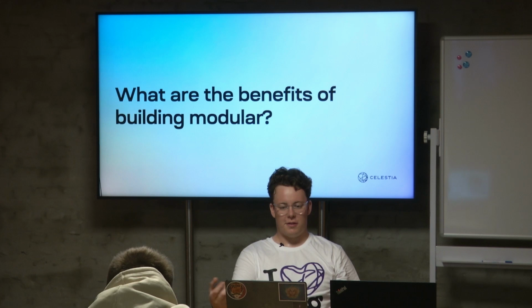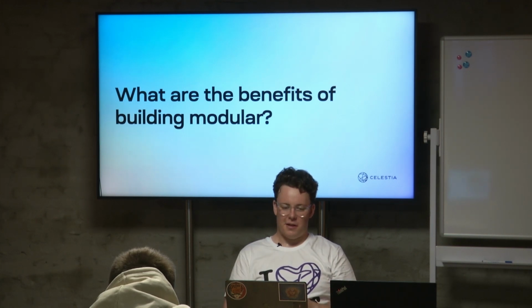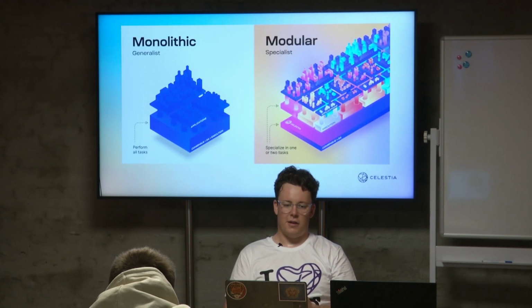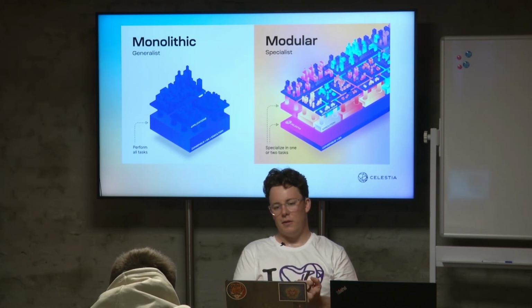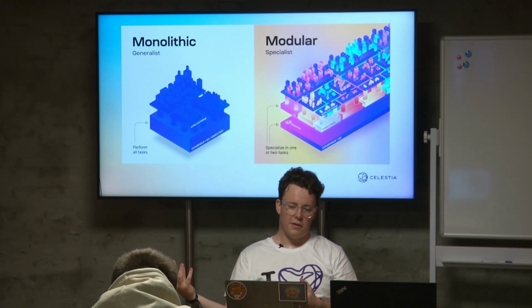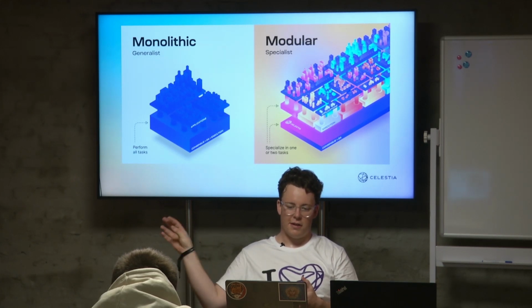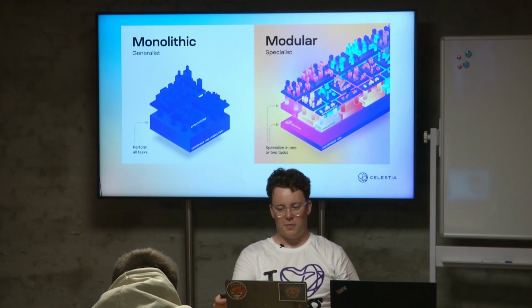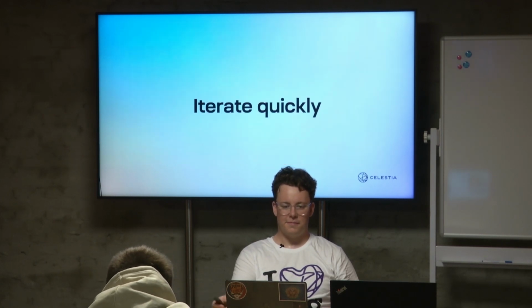And there's a lot of benefits with building modular. It's definitely something that takes a little bit of figuring out how to put the pieces together sometimes, but what it allows you to do is specialize. In the monolithic world, you're required to think about all of the things that are going on, where in the modular world, you're able to specialize in one or two tasks. For example, you can focus on your execution environment and your application, and all you're doing with Celestia is posting the data and retrieving it. So it's pretty much just a post and get request at the end of the day.